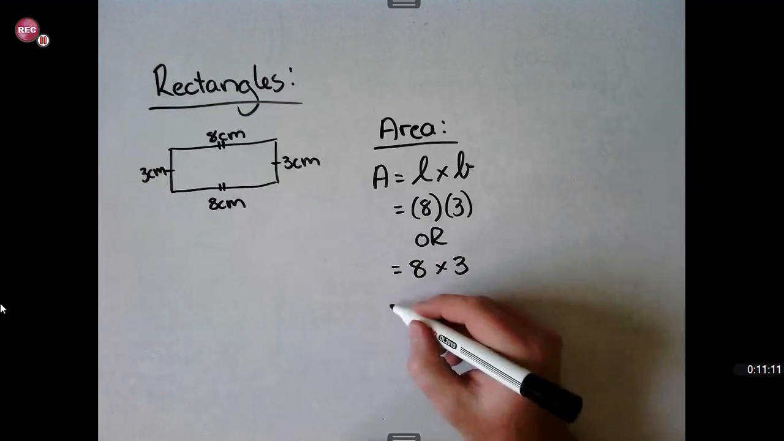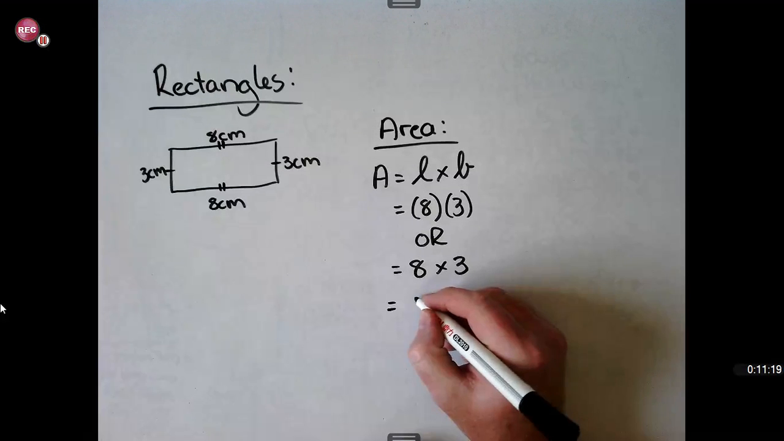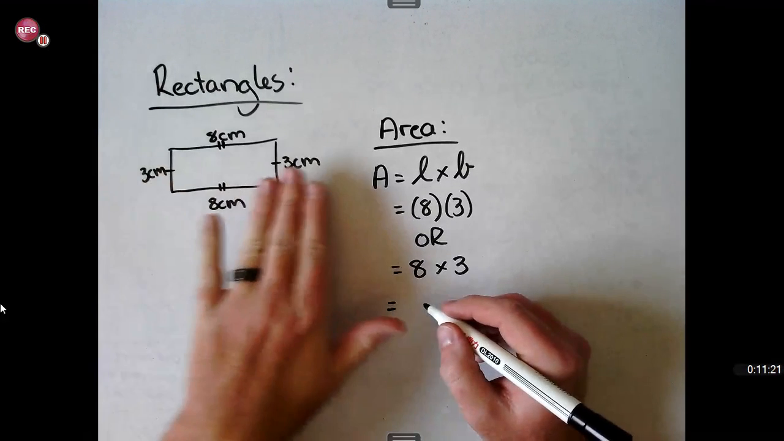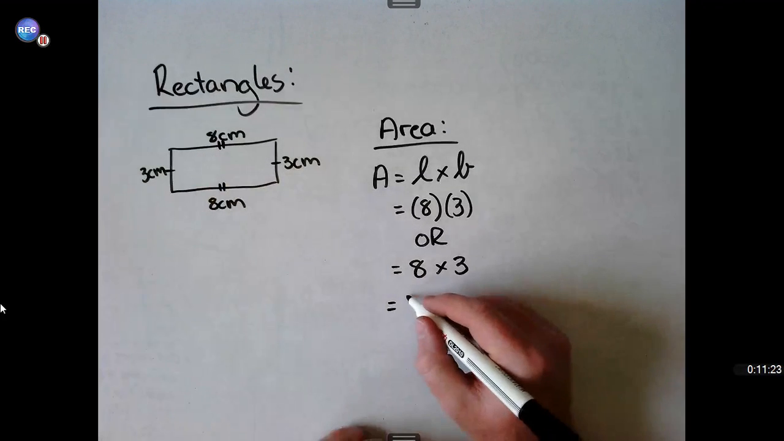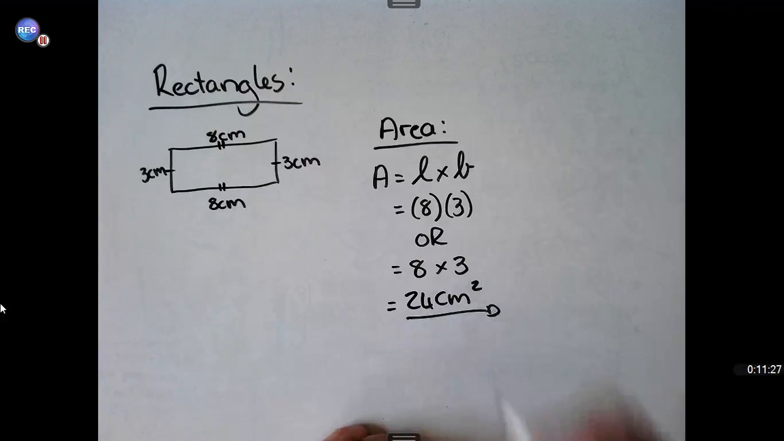Okay, so at the end of the day, if you say 8 times 3, that would give you a total of the area space of the rectangle of 24 centimeters squared. And there it is calculated for you. Okay, moving on to triangles.